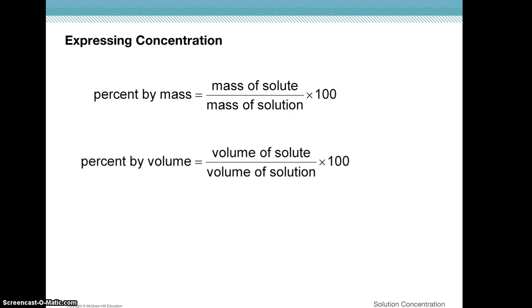You see these a lot used in household items, like hydrogen peroxide, for example, is 3% by mass. So that means there are 3 grams of hydrogen peroxide per 100 grams of the whole solution. That means the other 97 grams are water. You could do the same with percent by volume.